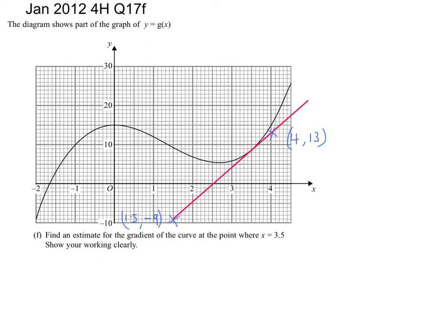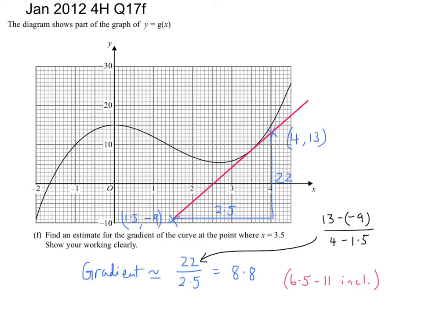So to find the gradient, I've picked 2 points on the curve. I've got this one down here, which is at 1.5, minus 9, and this one here, which is at 4 and 13. As always, to calculate the gradient, I want the rise divided by the run, or the change, the delta y over the delta x. My delta y here, it goes from 13 to negative 9, so I make that 22. And the delta x, it goes from 1.5 to 4, so I make that 2.5. So to get my final answer, I've got the gradient is approximately 22 divided by 2.5, which is 8.8.